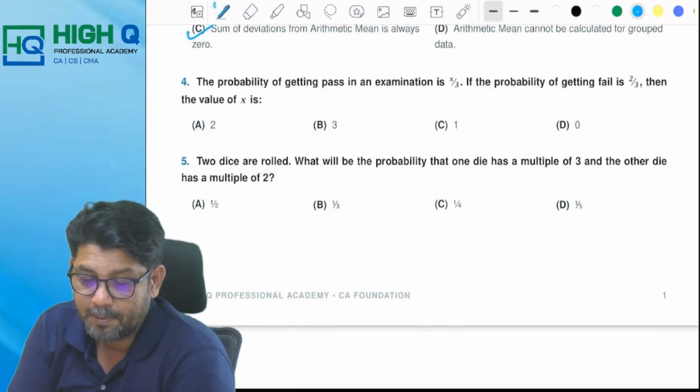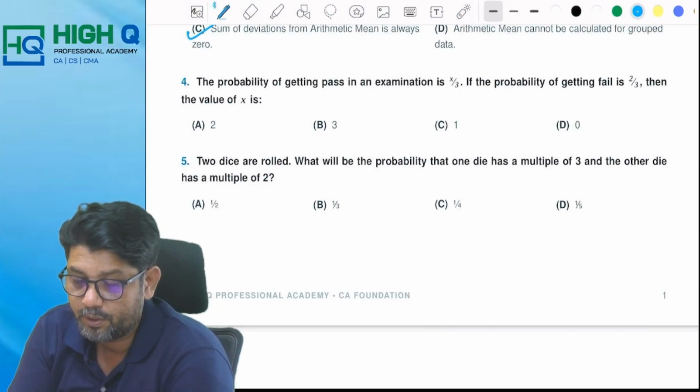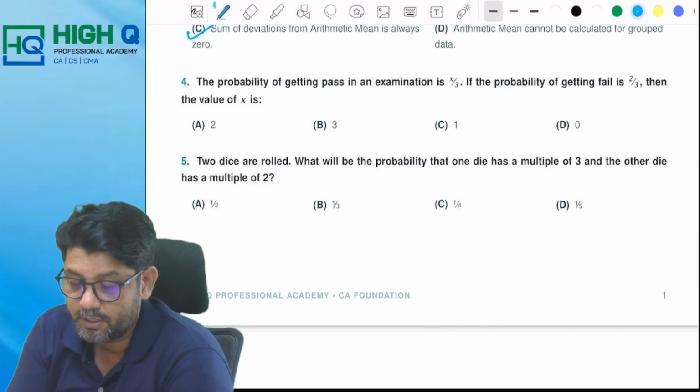The probability of getting pass in examination is x by 3 and the probability of getting fail in examination is 2 by 3.